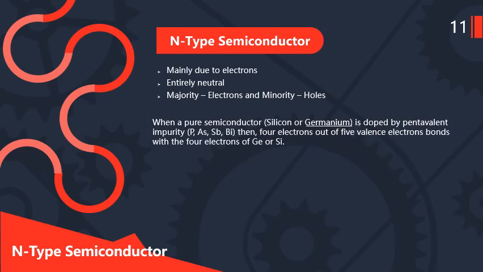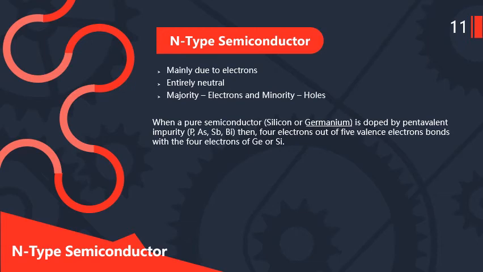When a pure semiconductor, silicon or germanium, is doped by pentavalent impurities. Pentavalent impurities का मतलब ऐसे एलिमेंट जिनकी वैलेंसी 5 होती है उनको pentavalent impurities बोलते हैं.